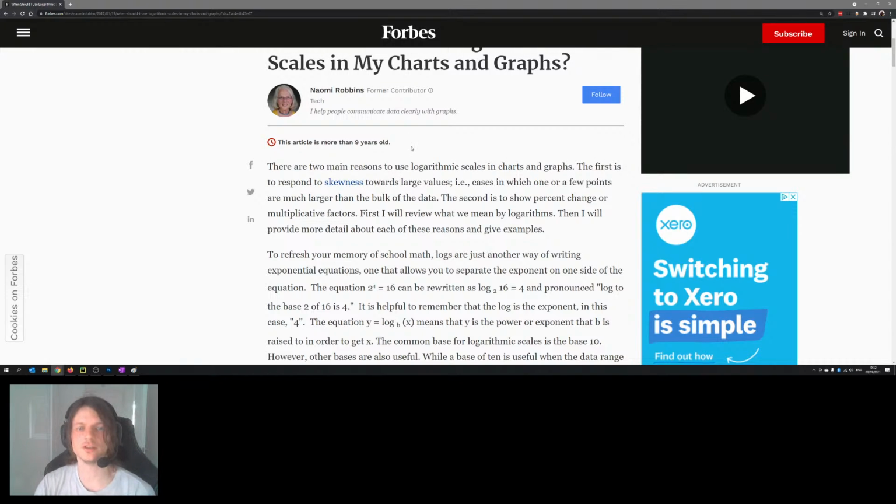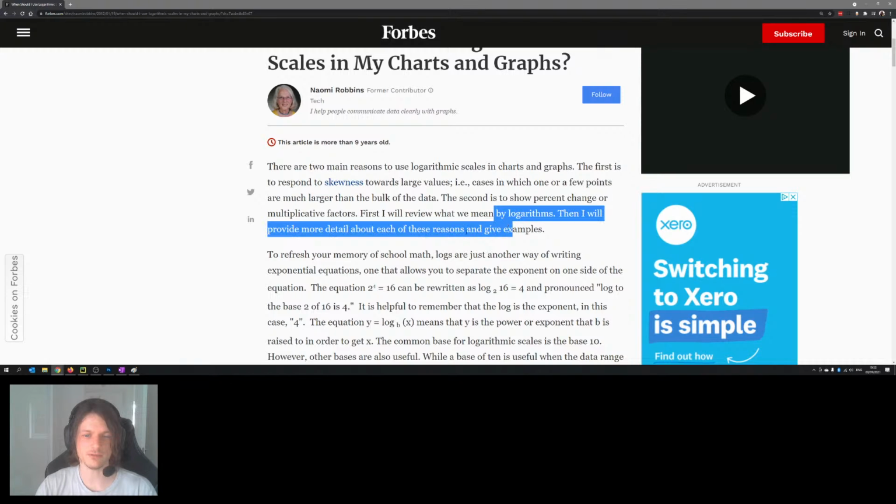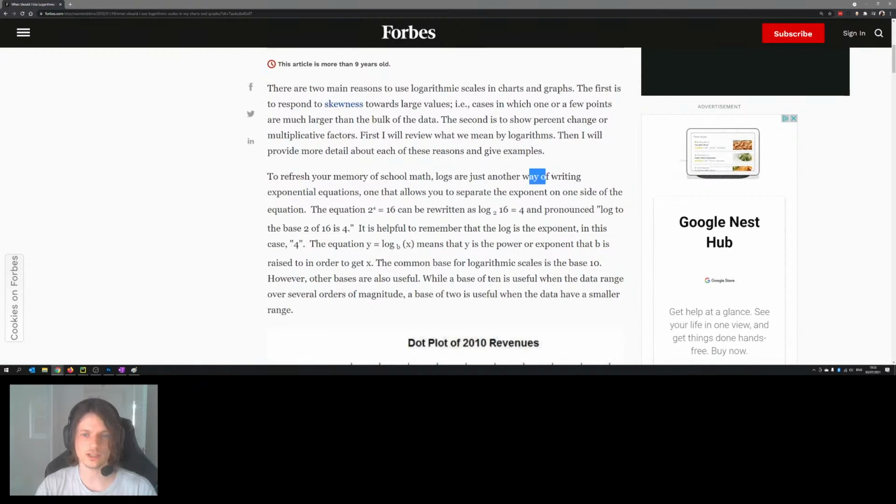There are two main reasons to use logarithmic scales in charts and graphs. The first is to respond to skewness towards large values, i.e. cases in which one or a few points are much larger than the bulk of the data. The second is to show percentage change or multiplicative factors. First I'll review what we mean by logarithms, then I will provide more detail about each of these reasons, with examples. To refresh your memory of school math, logs are just another way of writing exponential equations, one that allows you to separate the exponent on one side of the equation. The equation 2 to the 4 equals 16 can be written as log base 2 of 16 equals 4.